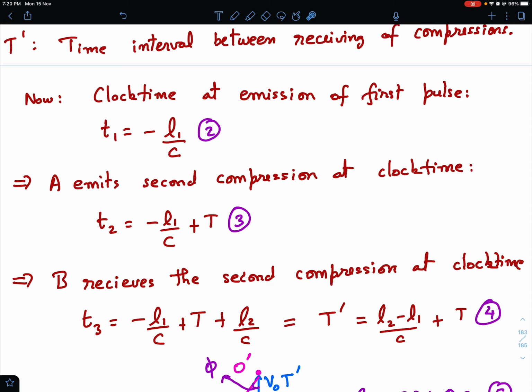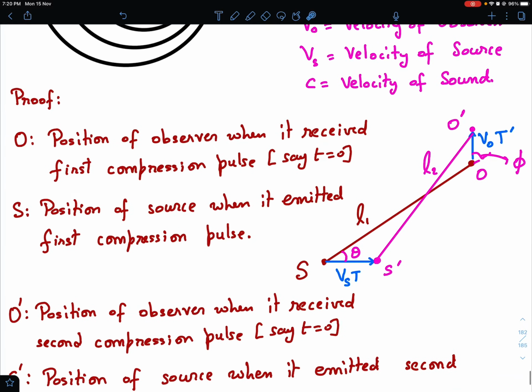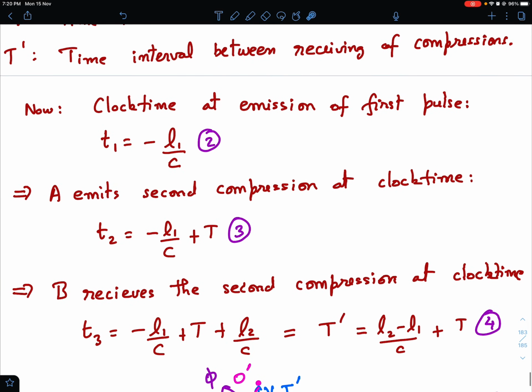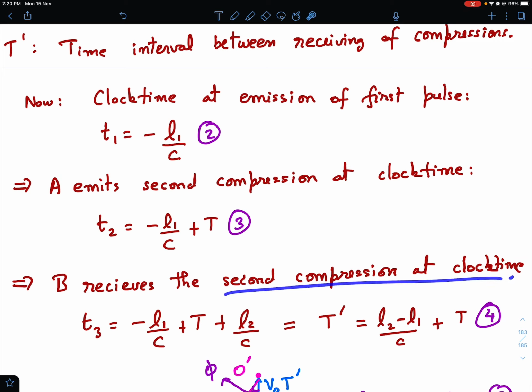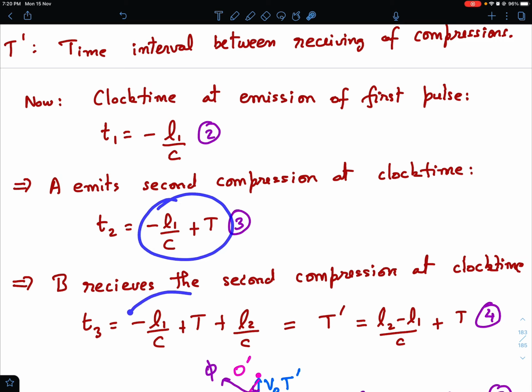Now when does B receive the second compression? At what clock time? See, this is the time when it was emitted, and then this pulse has to cover a distance of L2, and it is covering that distance L2 with the speed c. So how much time delay will there be? It will be received after a time of L2 divided by c. So we need to shift this clock time by L2 by c. So what is the clock time when B receives the second compression pulse? That is minus L1 by c plus T, the time of emission, plus the time of travel, that is L2 by c. So this is the time at which B receives the second compression pulse.